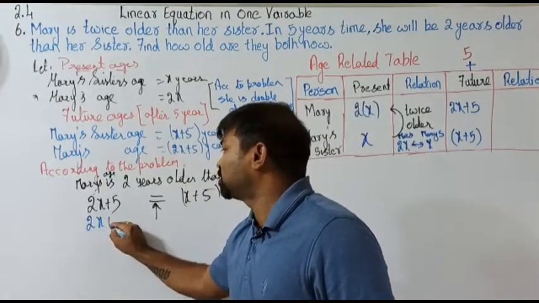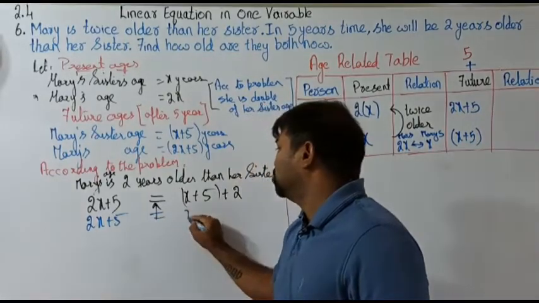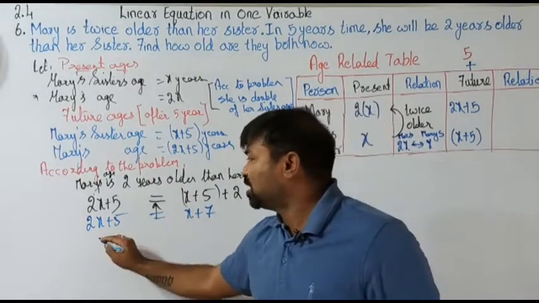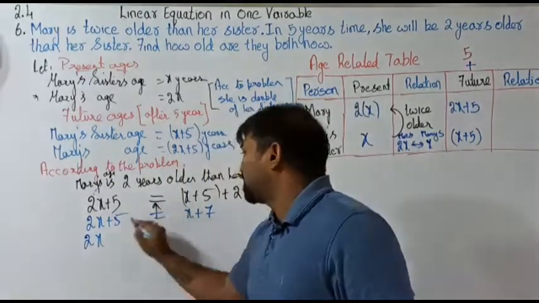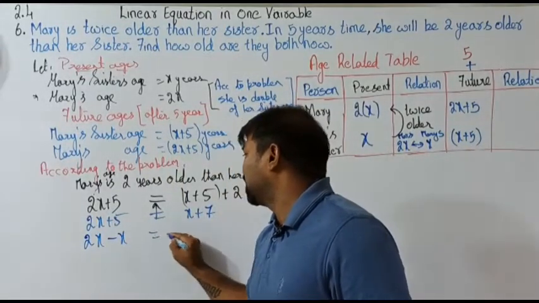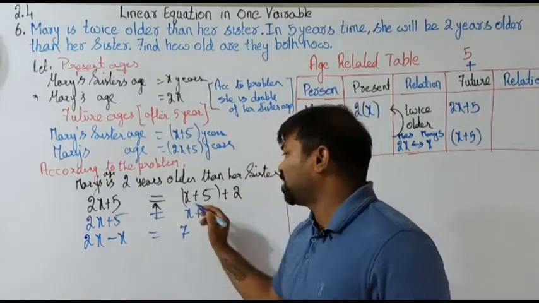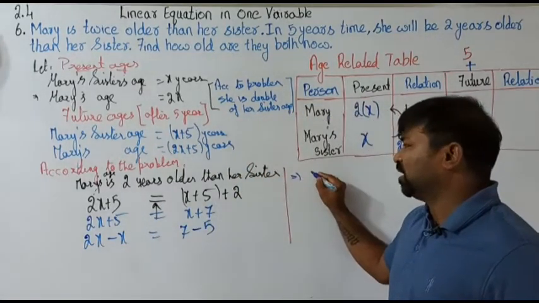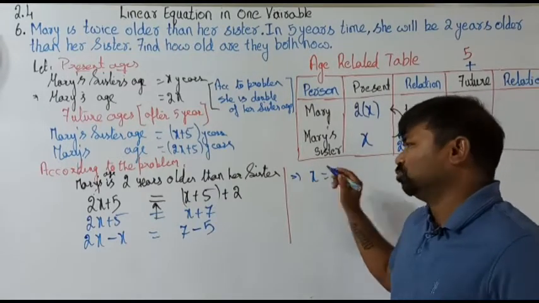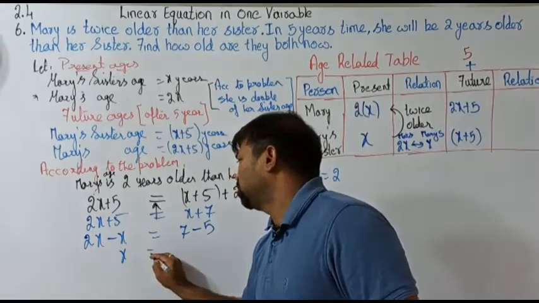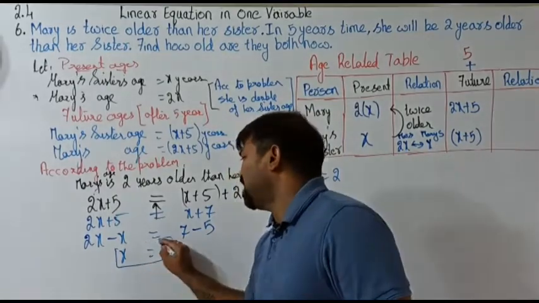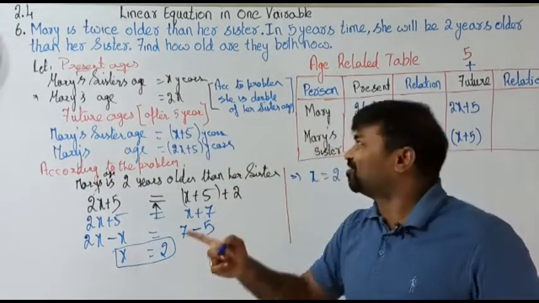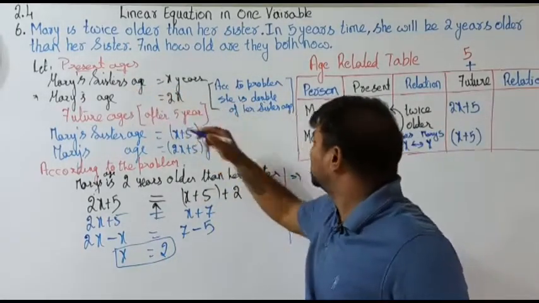Now 2x plus 5 is equal to x plus 5 plus 2. It's nothing but 7. Send the x to the other side: 2x minus x, and already 7 is there, and 5 comes to the other side as minus 5. 2x minus x is nothing but x, which equals 2. What is this x? Is it Mary's age or Mary's sister's age? As we have done, it is Mary's sister's age.